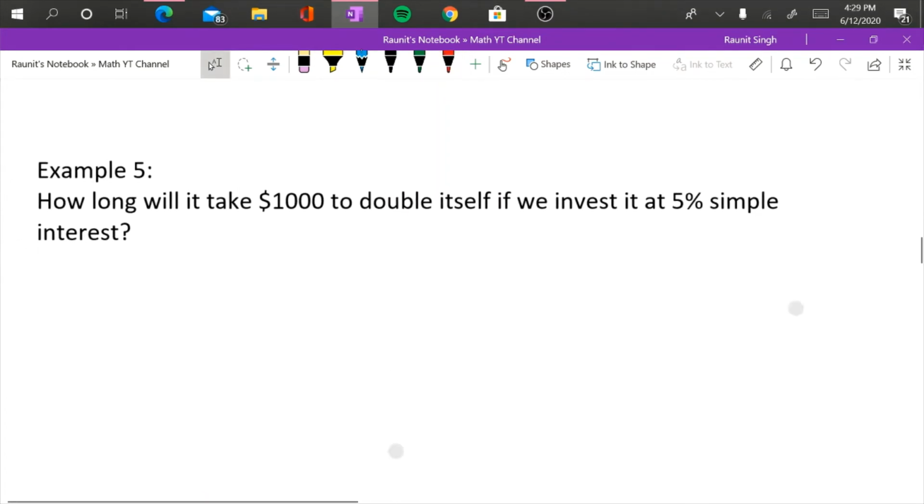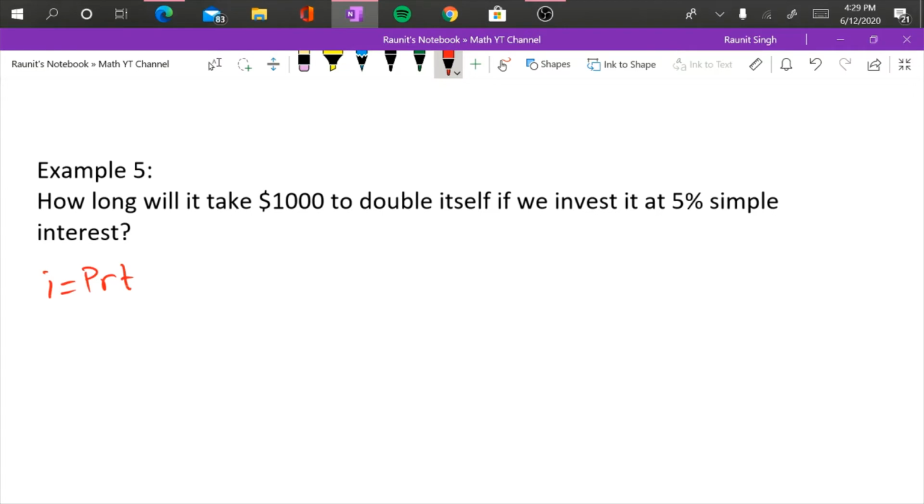Okay, so our next example. How long will it take $1,000 to double itself if we invest it at 5% simple interest? So simple interest is basically I equals PRT. It's that. So we need $1,000 to double itself.